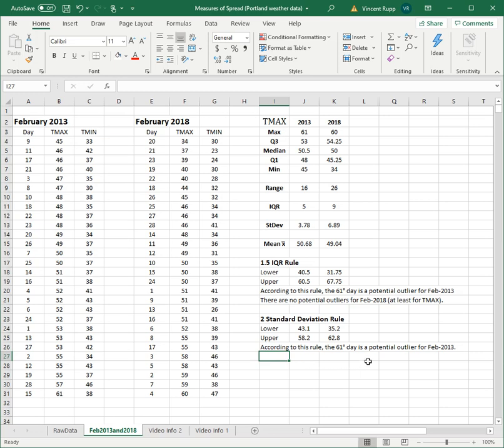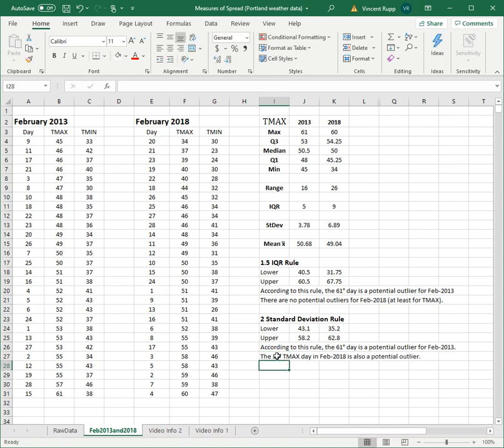Do they also agree for February 2018? And the answer is actually no, they're a little bit different. There were no days above 62.8, but there was one day lower than 35.2. So the 34-degree Tmax day in February 2018 is also a potential outlier.